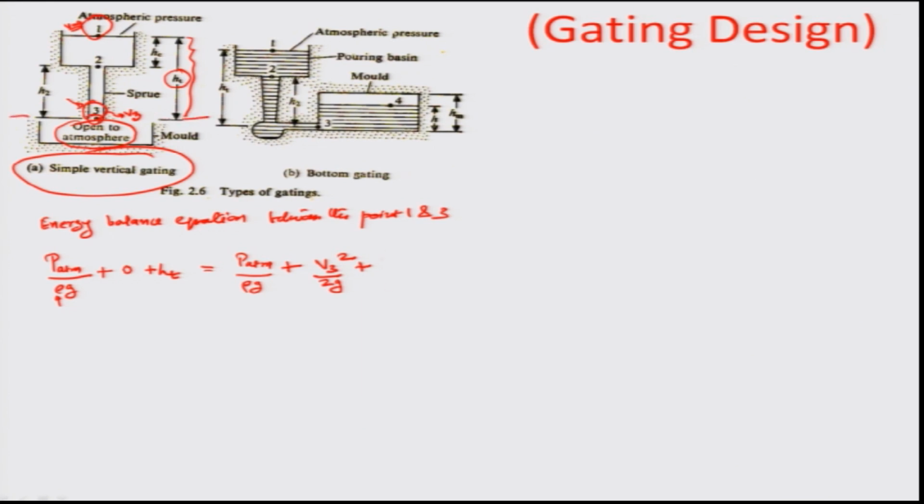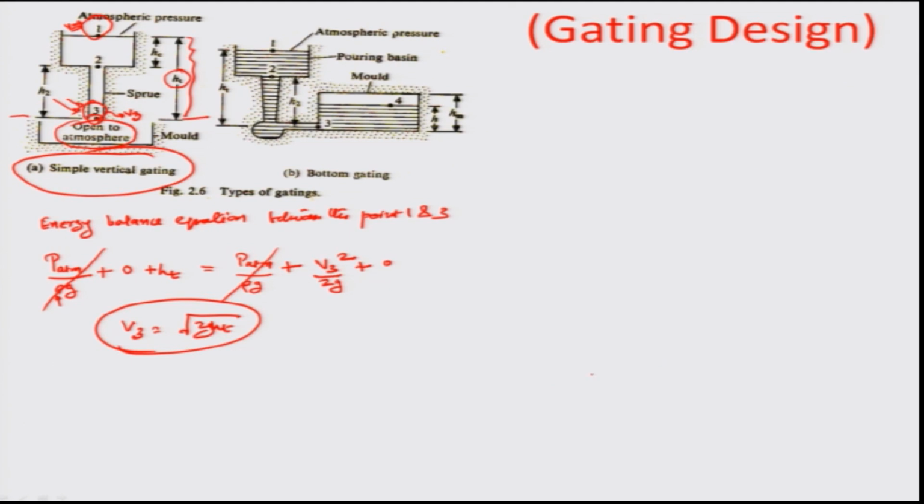So, we are at the bottom. So, we assume this to be 0 here. And that is how you can envision this equation. So, this gets cancelled off and you are left with V 3 equals root of twice g h t. So, that is the velocity at the end of the sprue right here in the piping design that you are looking at for the simple gating system.